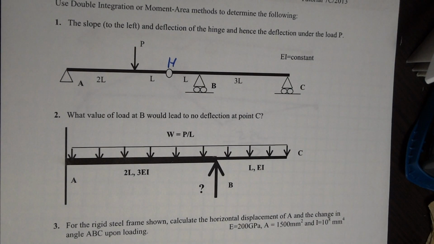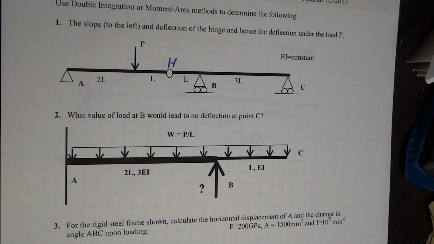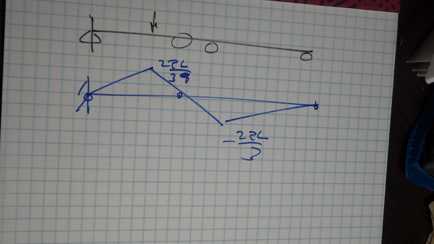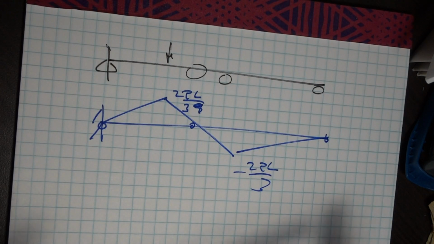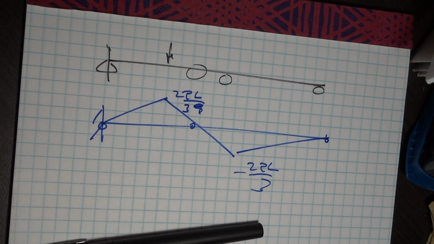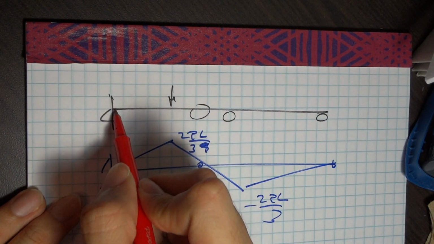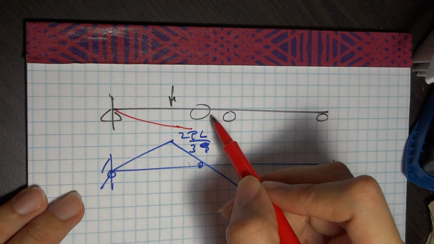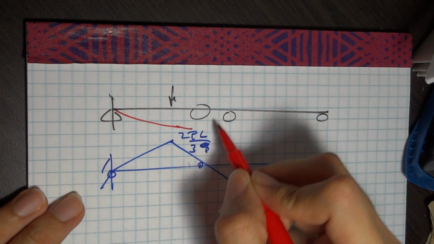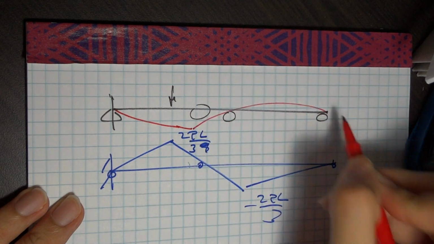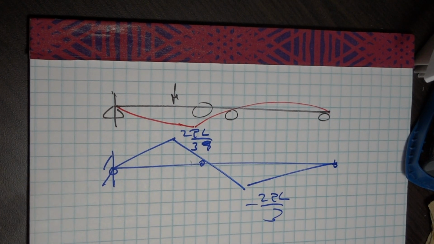In order to use moment area, I need to have some idea about what the deflected shape actually looks like. The deflected shape for this problem, you can kind of visualize, right? It has to go down here, and over here, it has to go back up. So it's going to look something like this, and my hinge here is going to have a kink there.